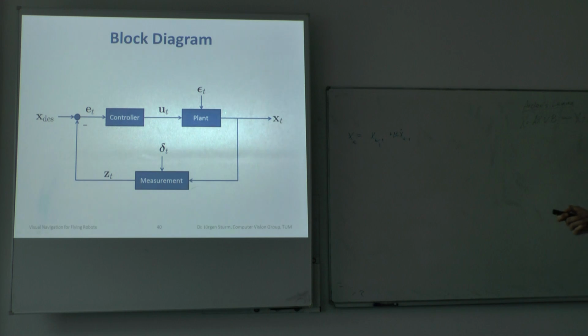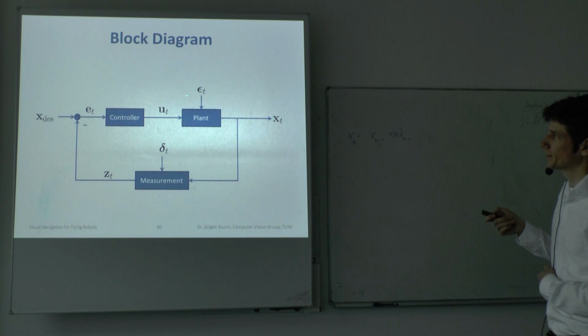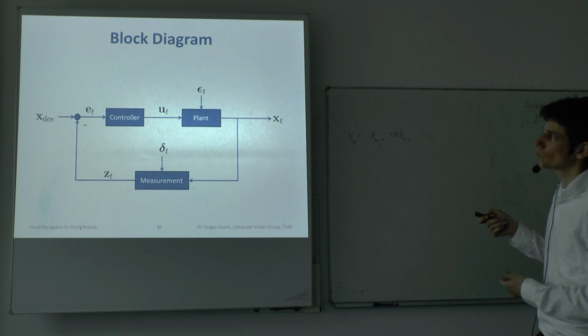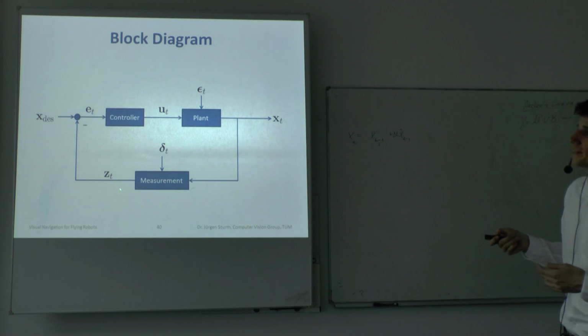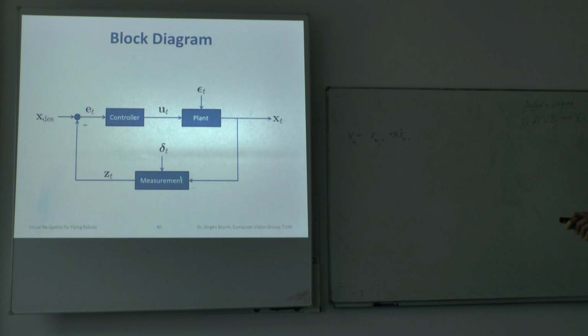The plant is also subject to some noise, epsilon, and has an internal state, x, that in principle exists, but we can't read out directly. So we can only observe that via a sensor, which is again subject to noise, which might be different noise.